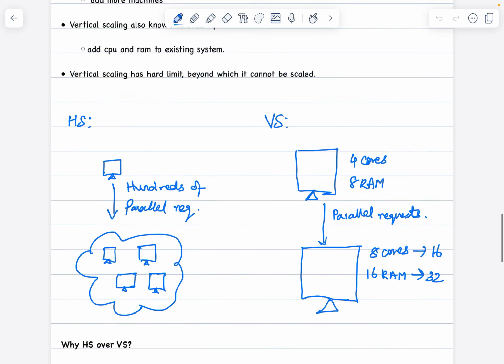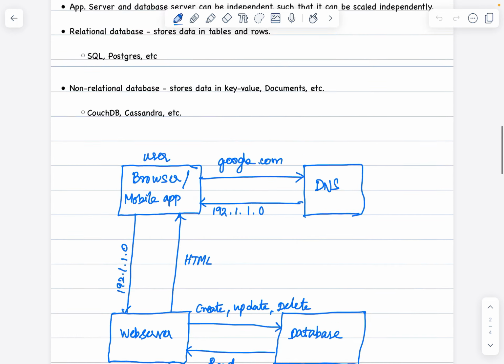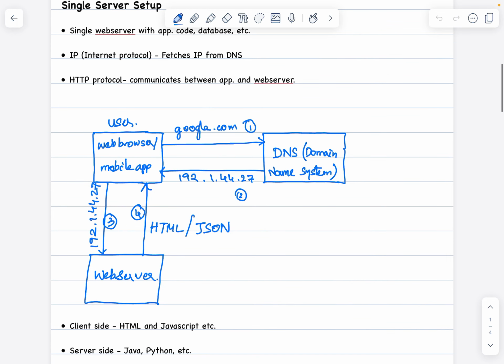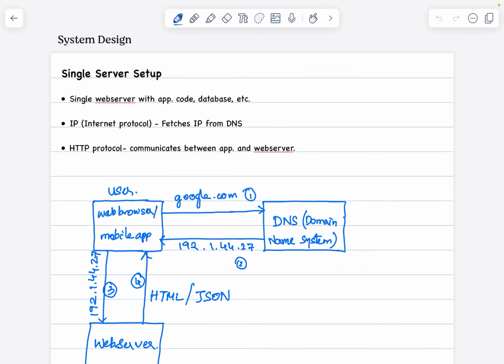So we have seen a bunch of things in this particular video. One is scaling, one is databases, and the other is the single server setup. With that, I'll be concluding this video, and in the next video I'll be talking about the load balancer, which will help you understand how the routing of requests happens and how the traffic is segmented across different nodes. So with that, I'll just conclude this video.